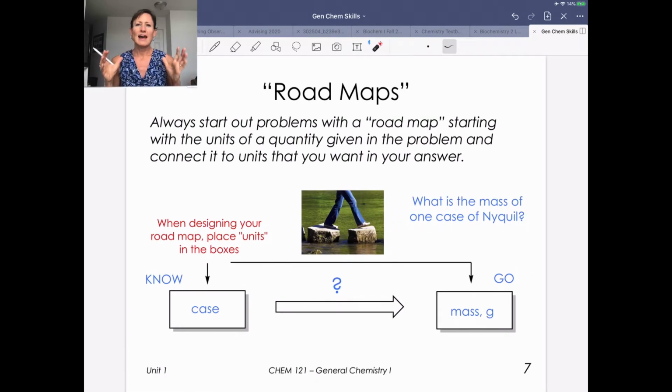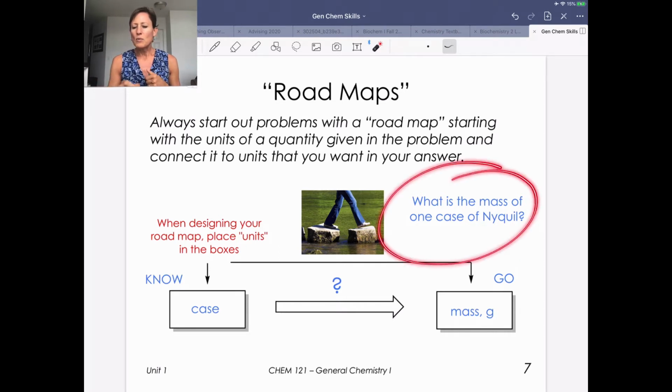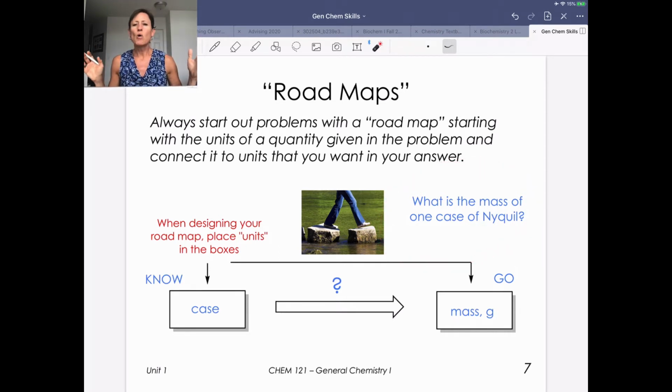So one of the things that I will always do with the problems that we work through is create what I call a roadmap. So that's going to be starting out with information that we know, units of a given quantity in the problem, and we're going to use stepping stones to literally connect it to where we want to go. Okay, so in this case, and with a simple example problem that I'm going to talk about here, we want to know what's the mass of 1 case of NyQuil medication.